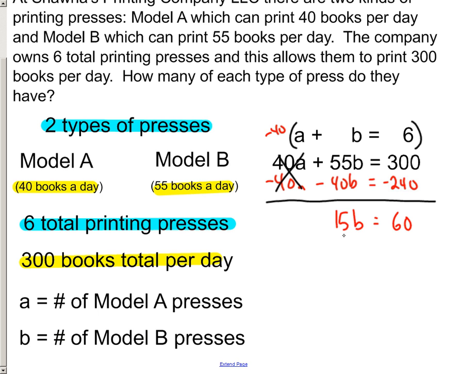Divide both by 15. I have 4 of the Model B printing presses. Well, if I have 4 Model B presses, and sorry for the poor writing, then I have to have 2 Model A presses. And it also makes the second equation true for getting 300 books a day.